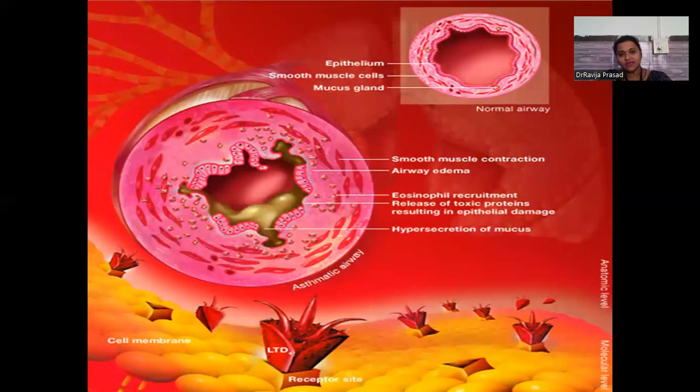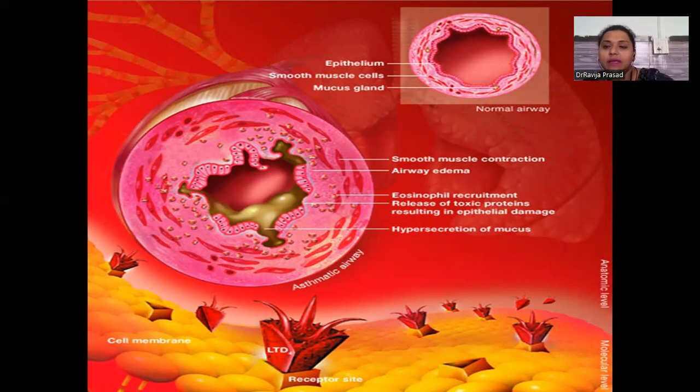Now, over here, we can see the picture of the epithelial cells. Now, this is the epithelium of a cell. And here the muscle cells are presented, and here is the mucus. This is the normal airway. Now, when there is asthma, this is the asthmatic airway.